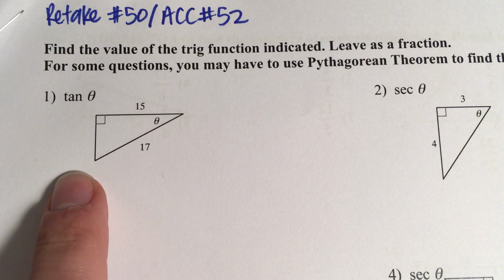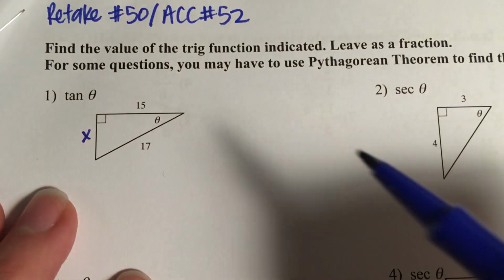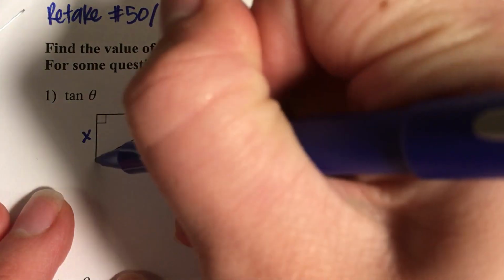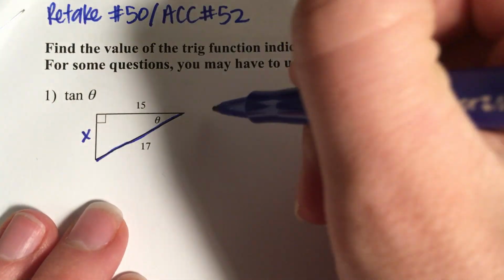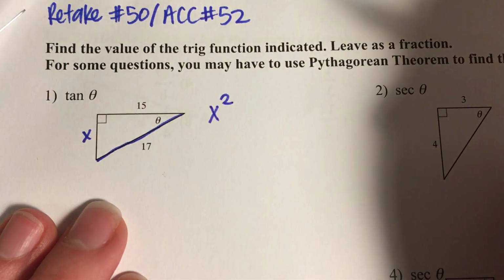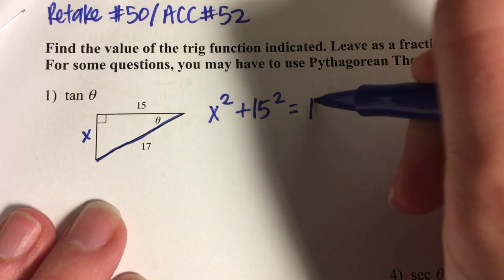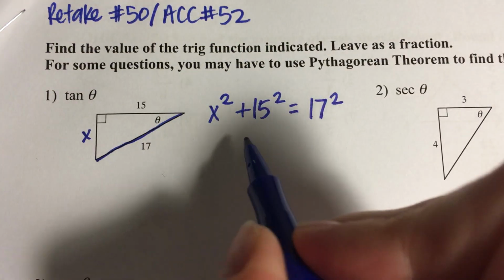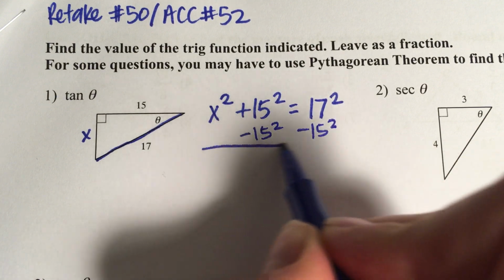So in this case, I can see that I have a missing side over here. So I'm going to use Pythagorean theorem to figure that out. Remember that your long side is your hypotenuse, and that's always your C. So I have a squared, so I'll use x squared plus 15 squared equals 17 squared. I'm going to go ahead and move the 15 squared over here.